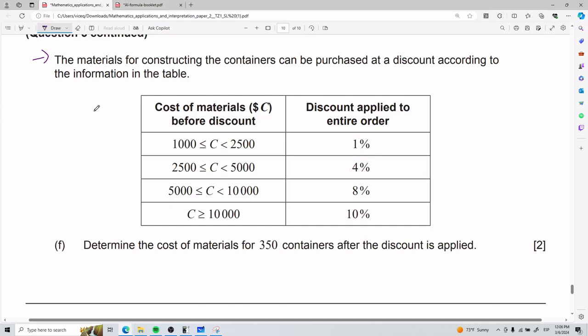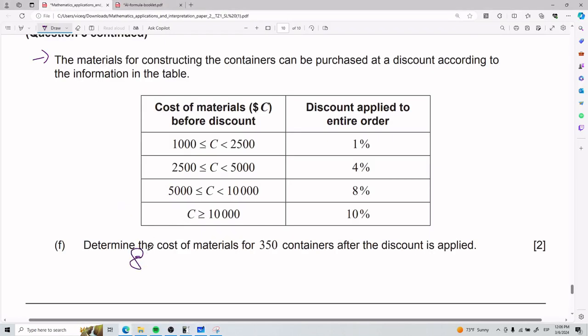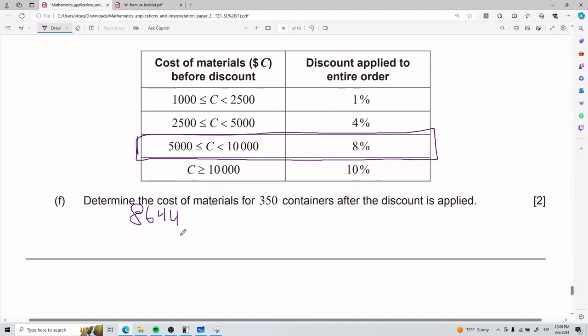Anyways, here we have part F. Determine the cost of materials for 350 containers after the discount is applied. So the cost of materials, as I found out, is 8644. So that means I'm in the range of 8%. And so I gotta do an 8% discount to this amount, the 8644.